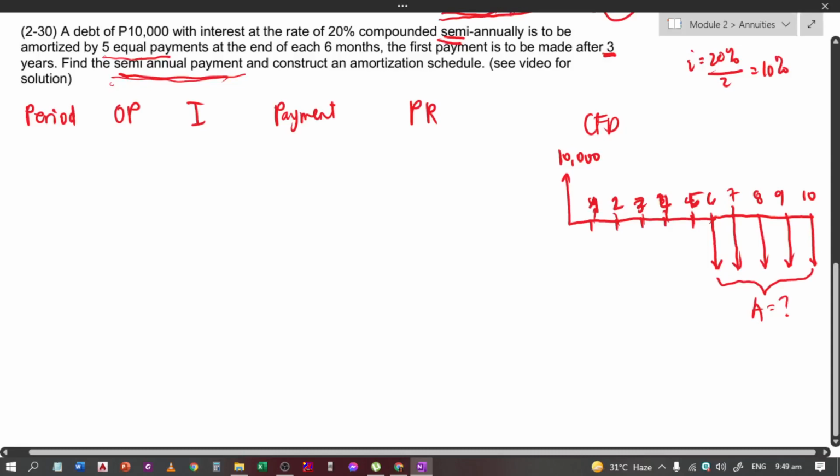So, kunin ko na lang siya sa P. So, P is equal to itong amortization na to. So, A times 1 point, ito. So, ang I natin is 10%. 1.1 raised to, ano yung N natin? So, 5 payments to, therefore, ito ay 5. 5 minus 1 over 0.1 times 1.1 raised to 5.